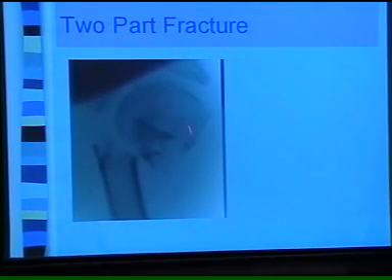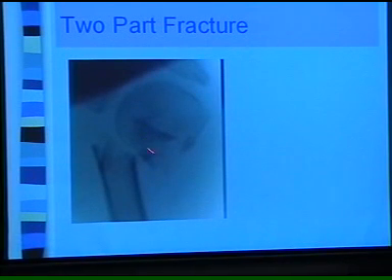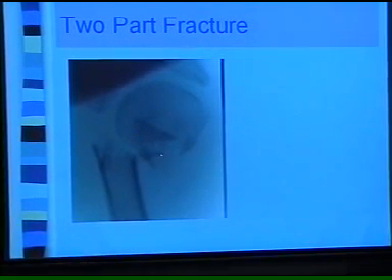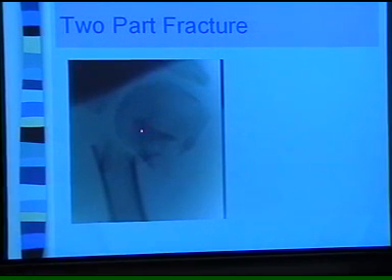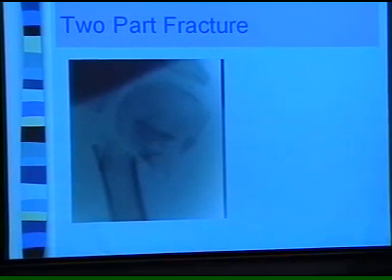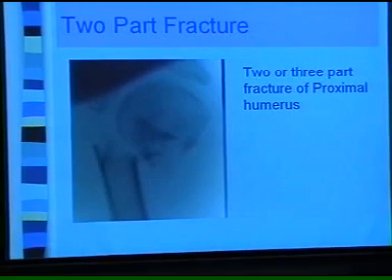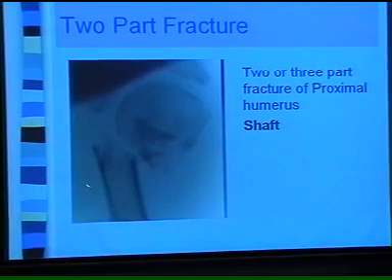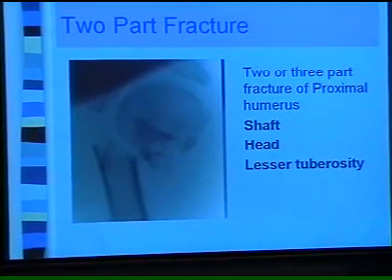There's an example of a 2-part fracture, and I think it's also got a lesser tuberosity fracture. It's a 3-part fracture. Shaft of the humerus, head of the humerus, and then there's a lesser tuberosity fragment. That's part of the acromion. That's the glenoid. So it's in the joint. So it's got 3 parts: shaft, head, and lesser tuberosity.